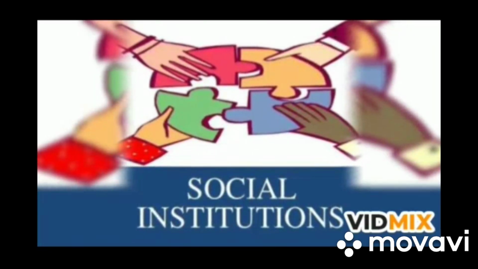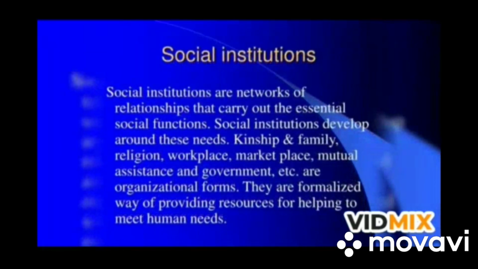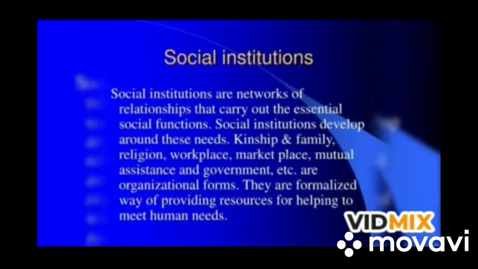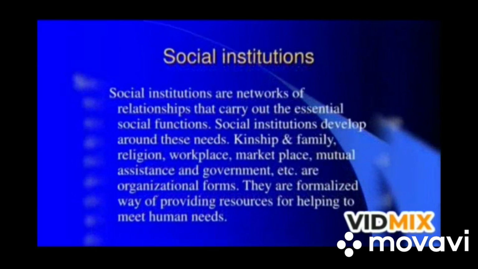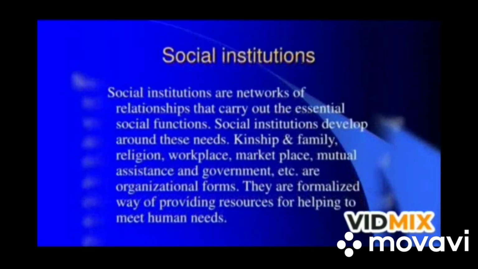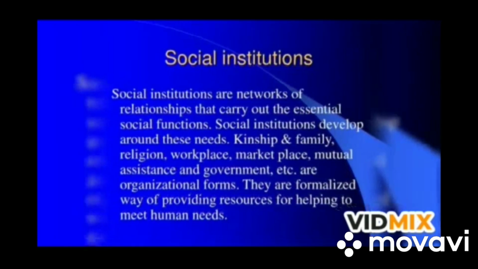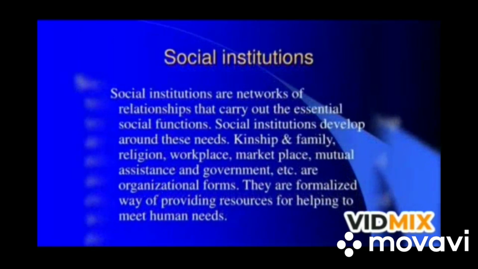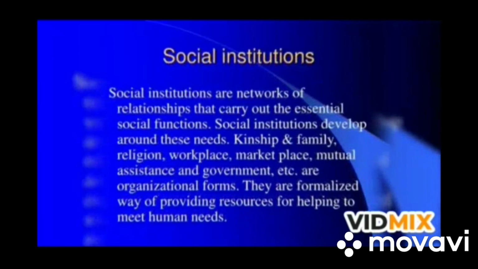Social institutions are networks of relationships that carry out the essential social functions. Social institutions develop around these needs: kinship, family, religion, workplace, marketplace, mutual assistance, and government are organizational forms. They are a formalized way of providing resources for helping to meet human needs.